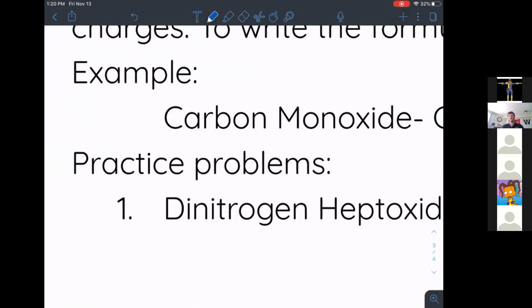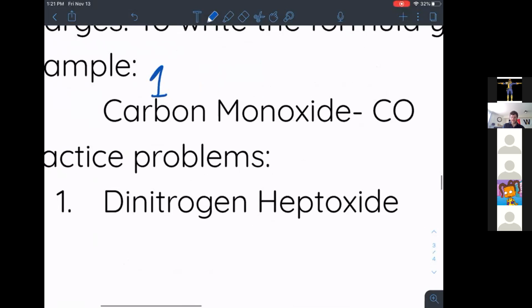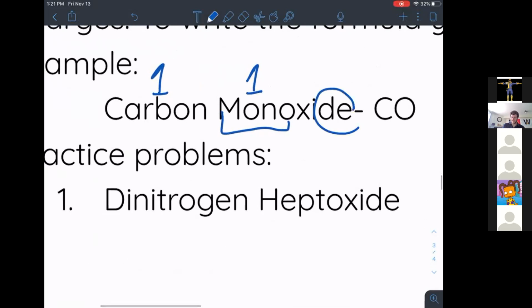So this carbon, if there's no prefix, how many carbons do we have? 1. Perfect. And this prefix right here means how many of this oxide? 1. Perfect. And then remember, this oxide is really just the "ox", and we got rid of the "ide", and we can add back our previous ending, which should be "ygen" for oxygen, making it 1 carbon and 1 oxygen.